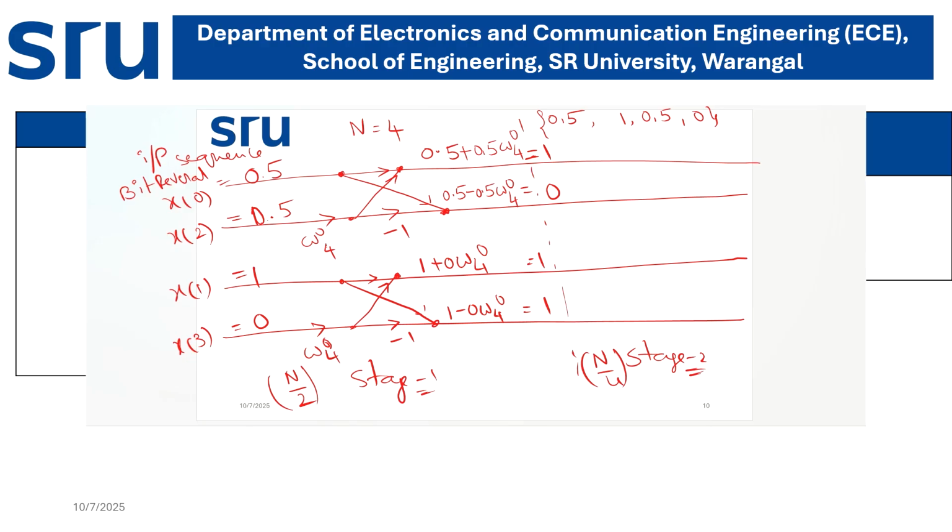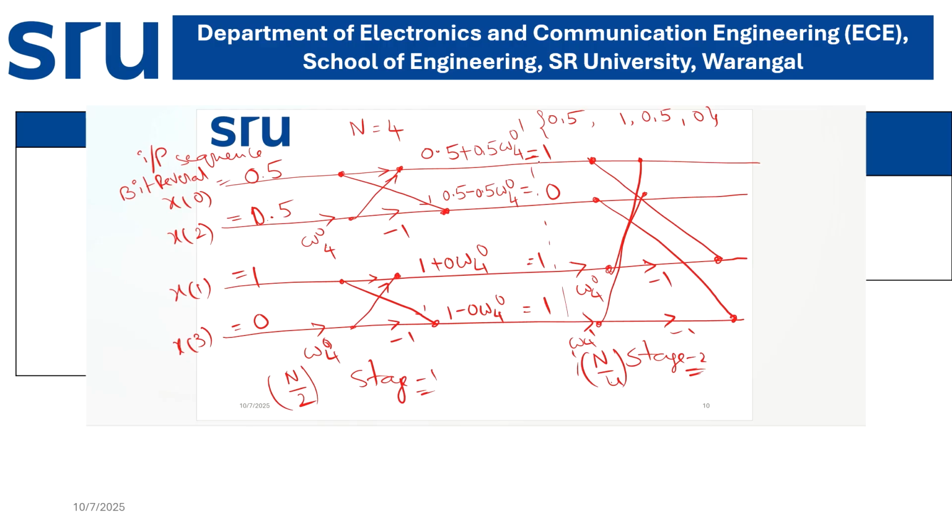Now at stage 2, N by 4 butterflies. What is the N value? 4. 4 by 4 is 1, so only one butterfly we have. So combine this first line, the even line, with the odd line. Again reverse for getting a butterfly. Again the second line with the fourth line. Again it is reverse. Now the last two lines will have the twiddle factor. So for stage 2, only two twiddle factors: one twiddle factor is omega 4 power 0 and the second twiddle factor is omega 4 power 1.